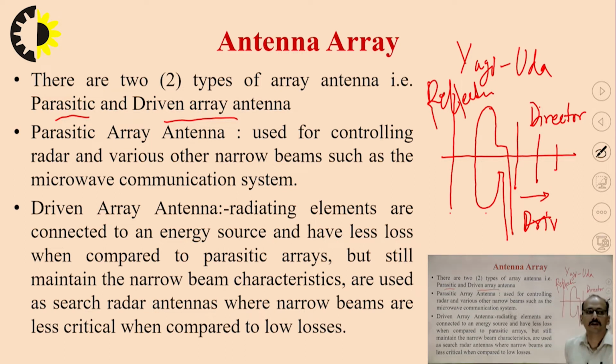When we are talking about the parasitic array, it is used for controlling radar and various other narrow beams such as the microwave communication system. But when we are talking about the driven array antenna, the radiating elements are connected to an energy source and have less loss when compared to the parasitic array, but still maintain the narrow beam characteristics. They are used as search radar antennas, where narrow beams are less critical when compared to low losses. Here we are talking about the radar part, but in the satellite the same application is applied for the various beams.